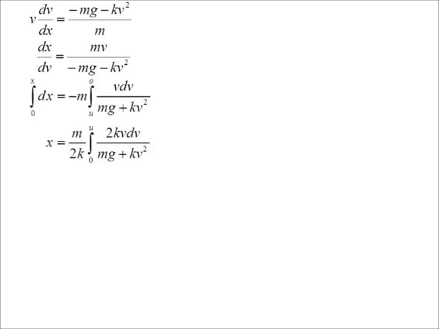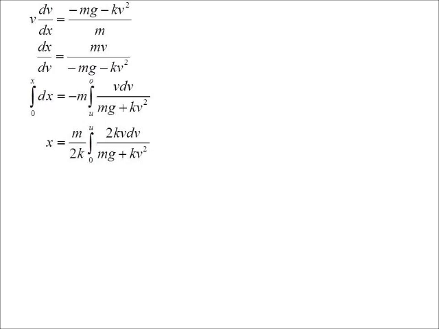They told me that the initial velocity was u. Initial displacement was 0. So it's 0 and u. We want to know the greatest height. Well, the greatest height is going to occur when the velocity is 0. And I want to find out what x is at that point. That'll tell me the greatest height.